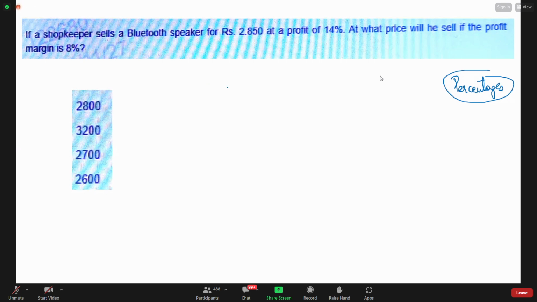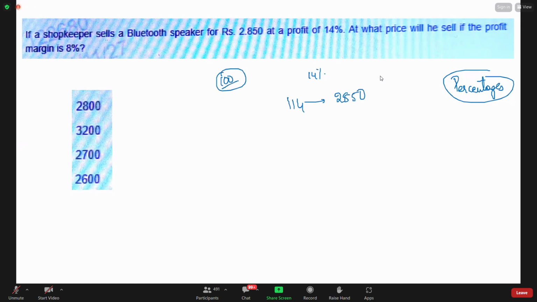If a shopkeeper sells a Bluetooth speaker for 2,850 at a profit of 14%, at what price will he sell if the profit margin is 8%? So similarly again, now you tell me how can the assumption go? Let's say the shopkeeper bought it for 100 rupees, but he's selling at a profit of 14%. So how much is the selling price? 114. Now, 114 is equal to 2,850.